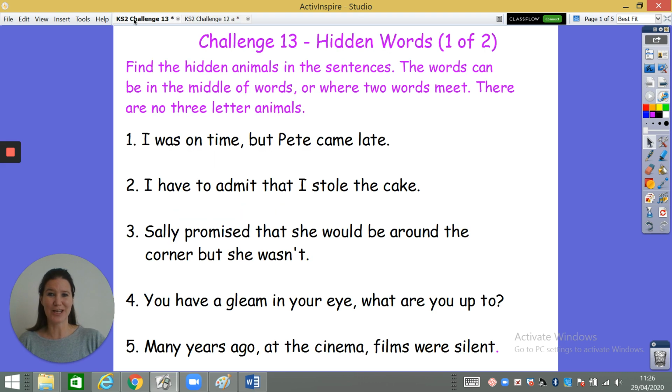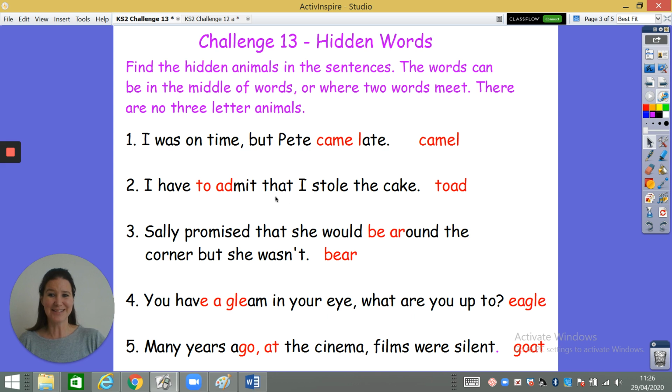Okay, let's have a look at challenge 13. This was the hidden words. You had to find the animals. So I was on time, but Pete came late. Let's have a look. So on the first one, did you find between came and late was the word camel?